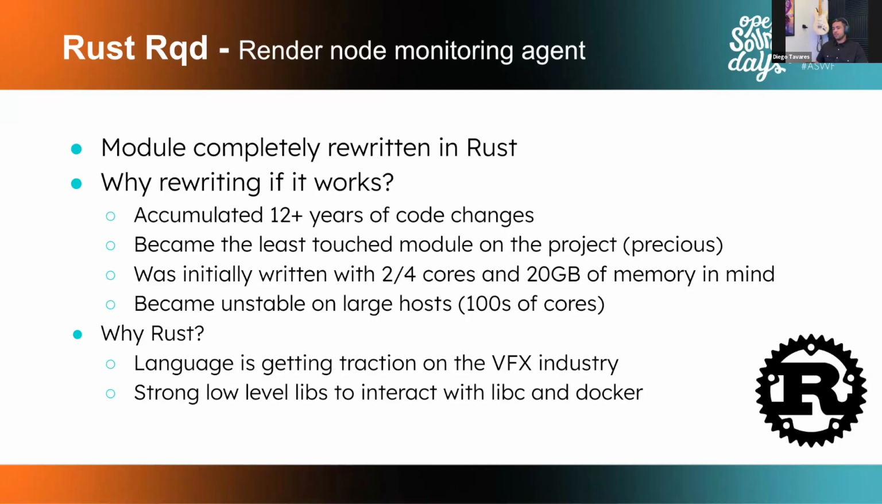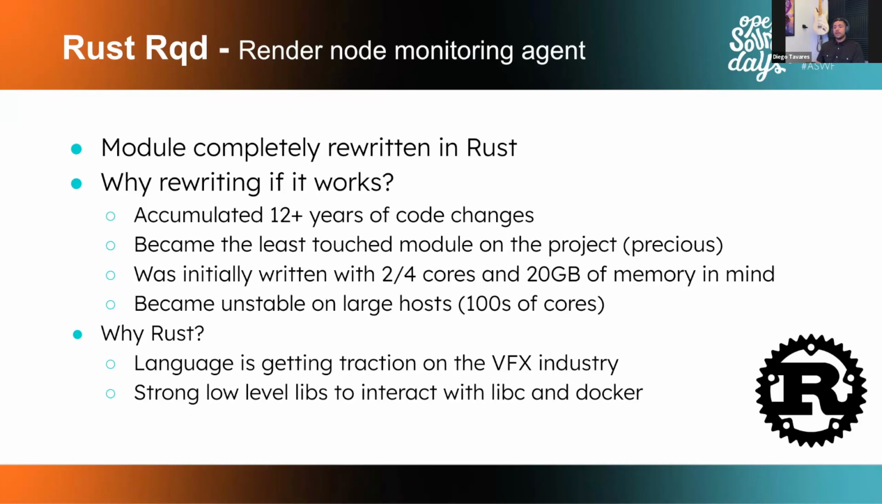Although RQD works well with 100 cores, it was not stable. We noticed that with more than 100 cores, we start to see memory leaks and spikes in memory. What ended up happening is that we created a protocol to restart RQD every 1 or 2 months on the entire farm, which is costly. And this was the motivation to re-implement the entire code base.